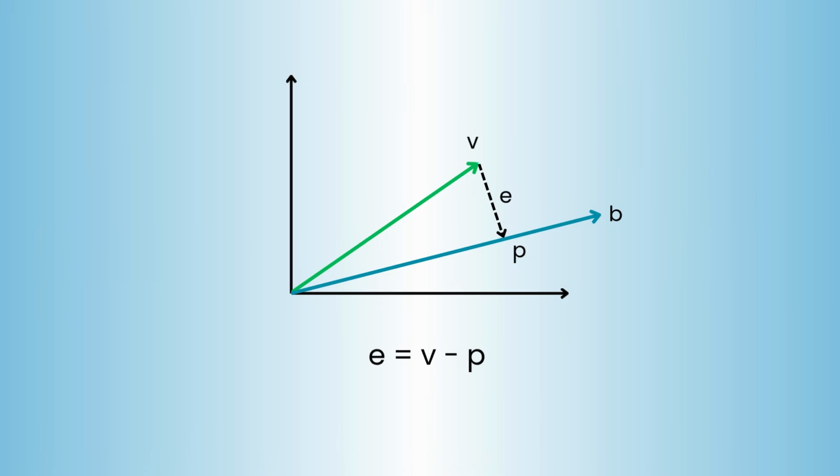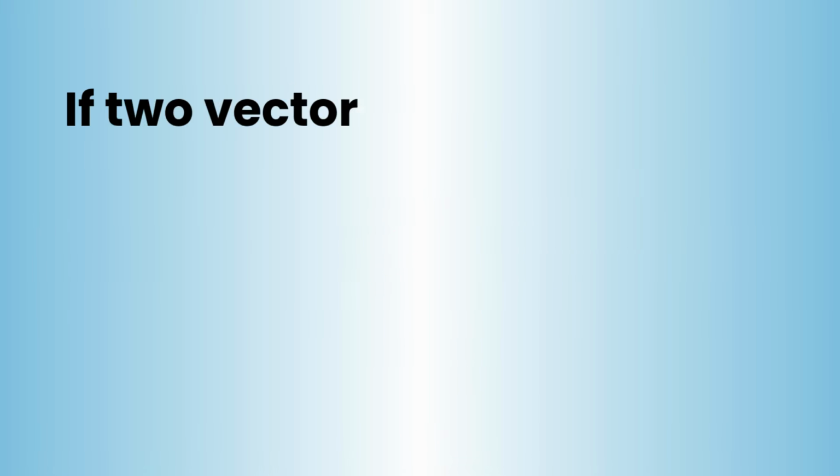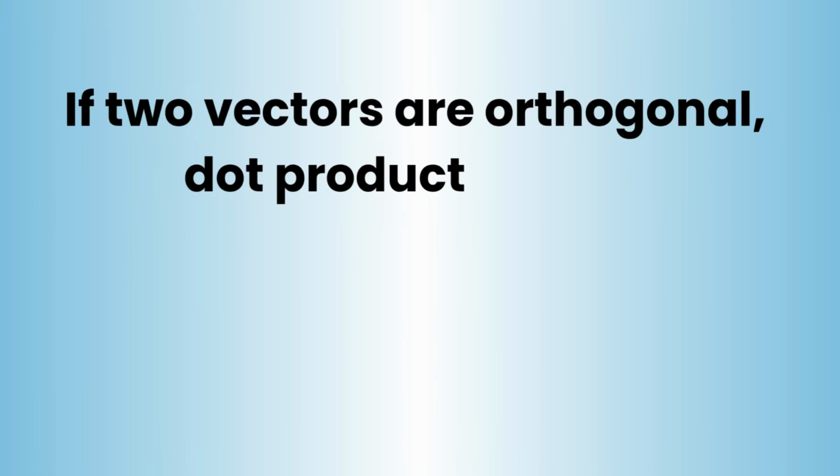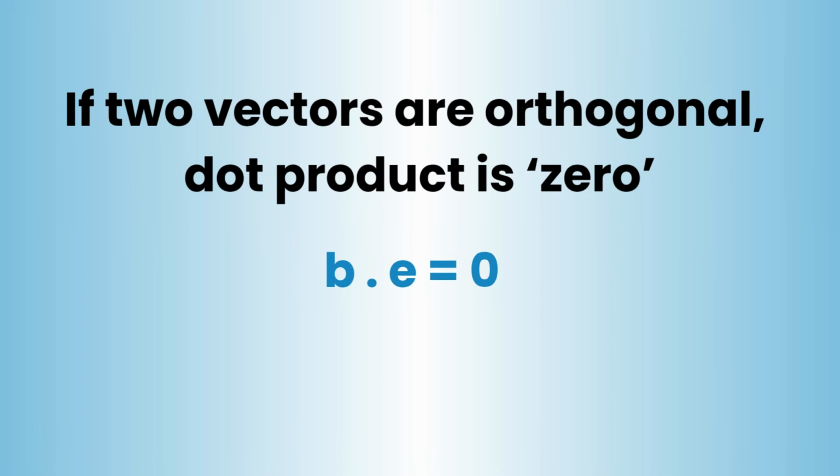And what did we prove in our last video? If two vectors are orthogonal, their dot product is 0. This is the key that unlocks the entire mystery. Now we can solve the case. We have our clue, b dot e equals 0, and our definition of the error, e equals v minus p.